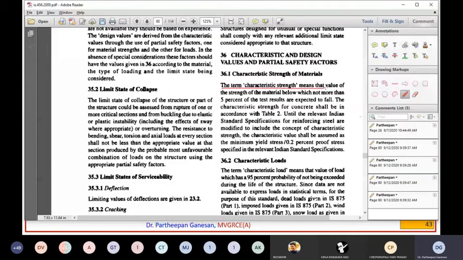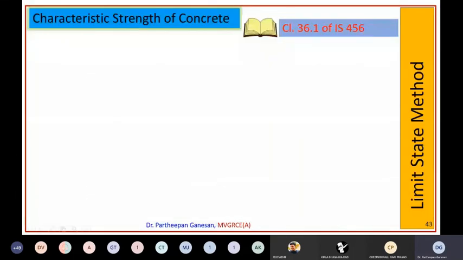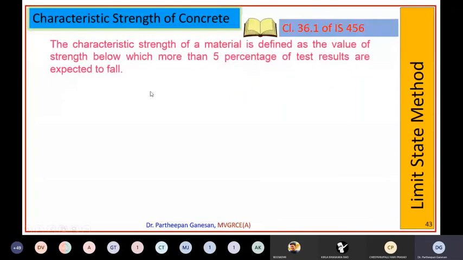The characteristic strength means that value of the strength of material below which not more than 5% of the test results are expected to fall. That is called characteristic strength of material, or characteristic strength of concrete. What does it mean? See here, this is the same thing I represented here.